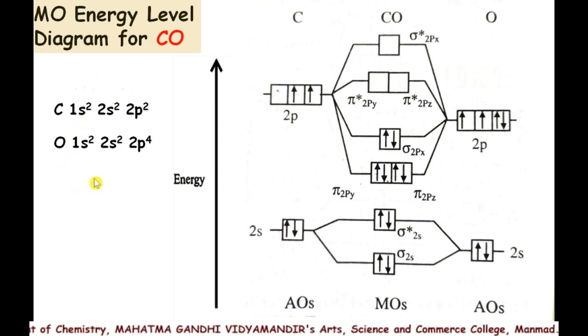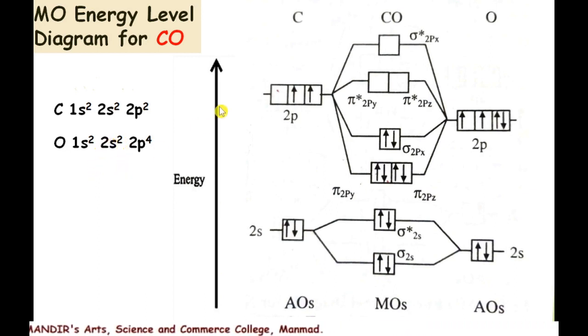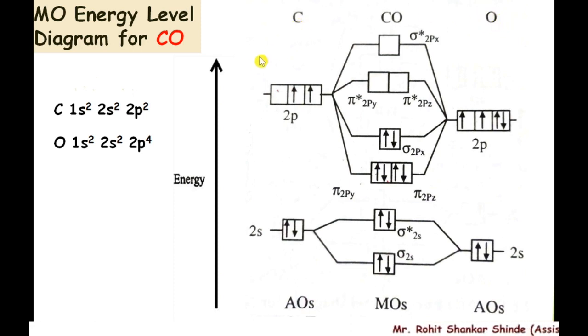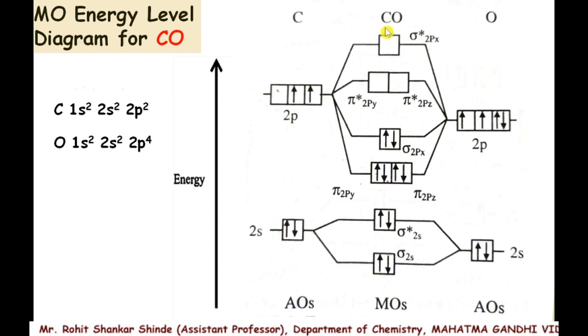The carbon monoxide molecule is isoelectronic with the N2 molecule. Since the CO molecule possesses 14 electrons, carbon possesses 6 and oxygen possesses 8, 6 plus 8, 14 electrons. In the case of the N2 molecule, 7 plus 7, 14 electrons are there, and that's why carbon monoxide is isoelectronic with the N2 molecule, and both of them have 14 electrons.